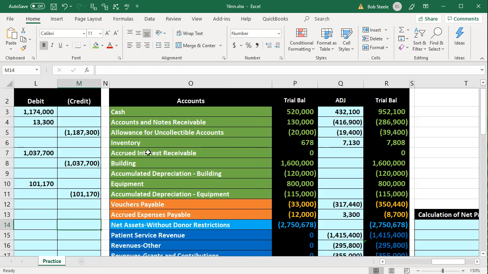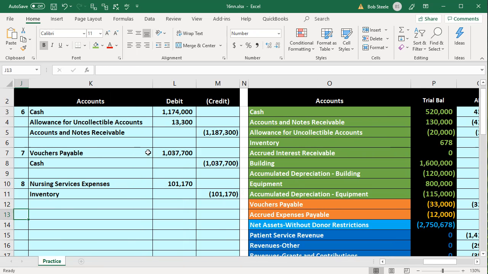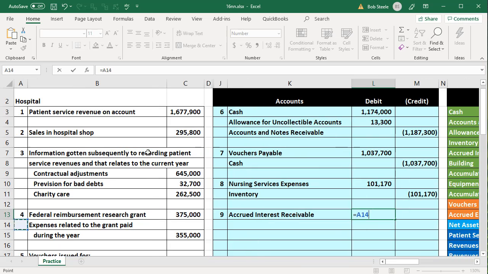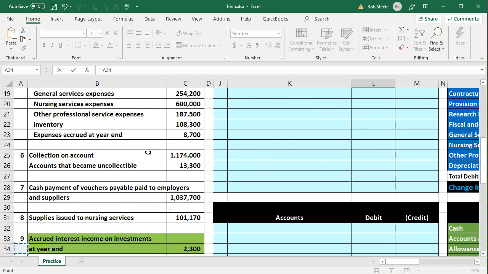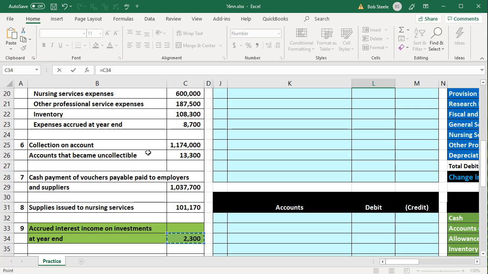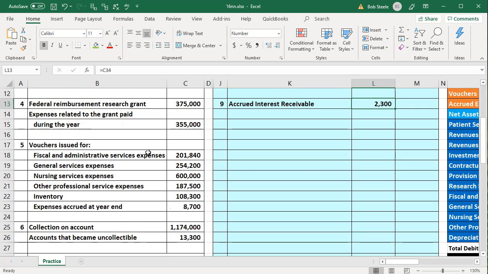So that's going to be the debit. We're going to scroll back over. We're going to be on number 9. We are in cell J13. Within K13, we're going to say equals. Scroll over to the accrued interest receivable. We're going to pick up the amount by saying equals and scroll over to that amount being the 2,300 and enter. So there's the debit and here is the credit.